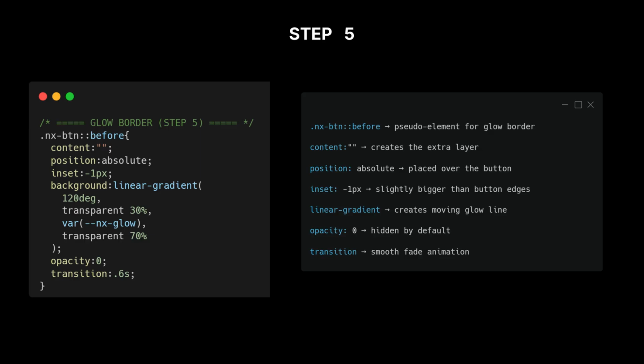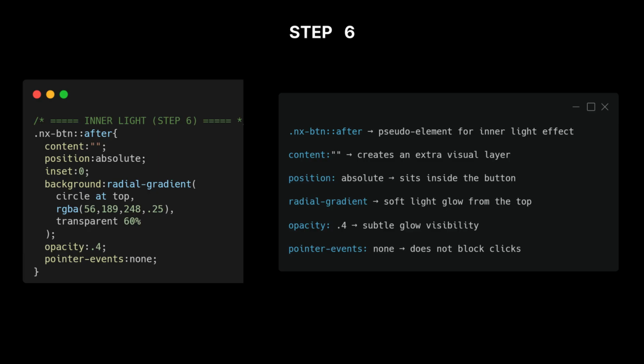The opacity is set to 0 by default, keeping the glow hidden initially. Finally, a smooth transition is added, so the glow fades in naturally during hover. This step gives the button its futuristic, neon-style border effect. Now let's move to step 6, where we add a subtle inner light effect inside the button.